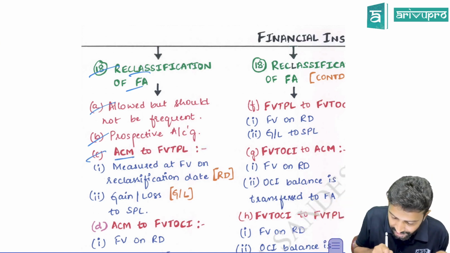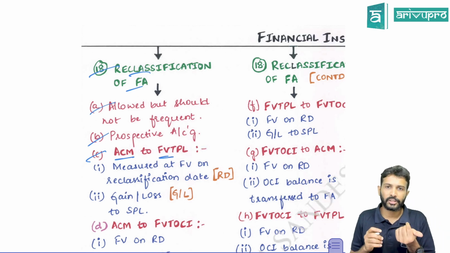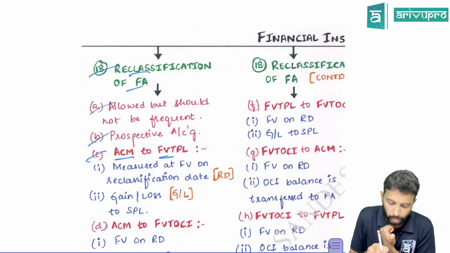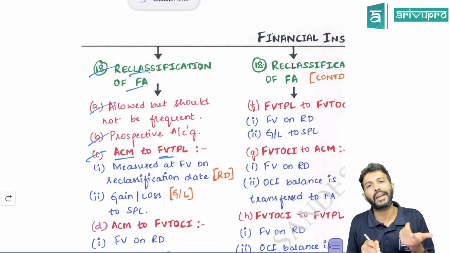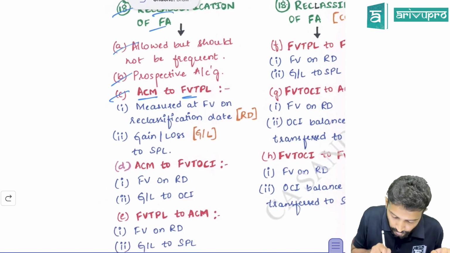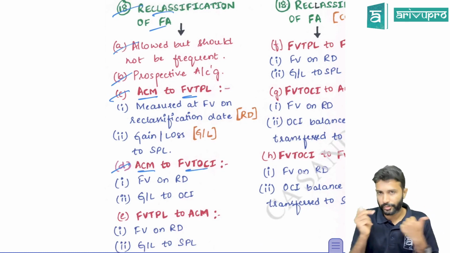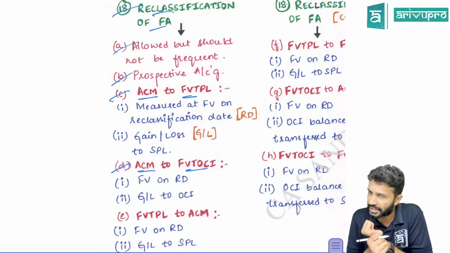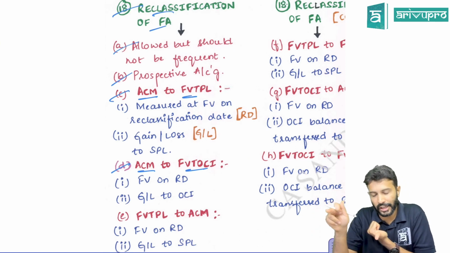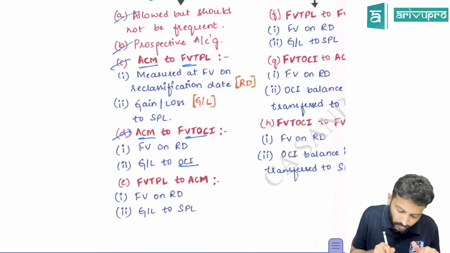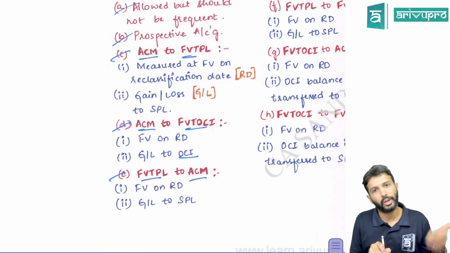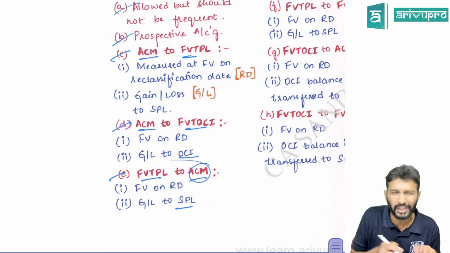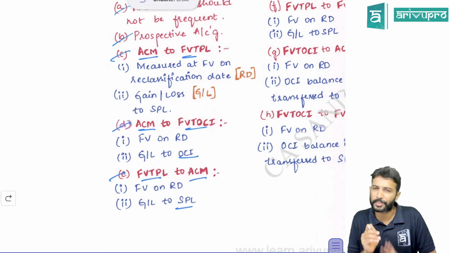So if you're going from ACM to FVTPL category, the thumb rule is to use the fair value on the date of reclassification. Any gain or loss, since you're moving into the FVTPL category, book the gain or loss in FVTPL itself. If you're going from ACM to FVT OCI category, use the fair value, meaning the asset will henceforth be booked at fair value on the date of reclassification. You're jumping into the FVT OCI category, so the gain or loss will go to OCI. If you're going from FVTPL to ACM, use again the fair value on the date of reclassification, and the gain or loss, since there's no ACM gain or loss category, put it to SPL itself.